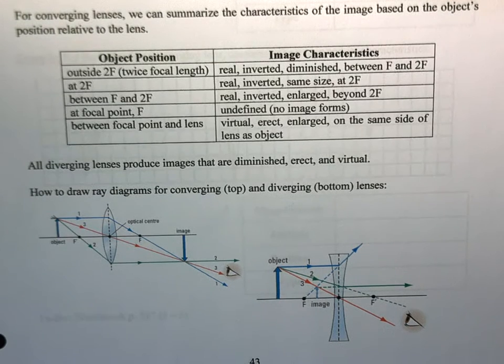Diverging lenses are very similar to convex mirrors, in that convex mirrors always produce diminished, erect, and virtual images. Same thing with a diverging lens. The images will always be diminished, erect, and virtual. So they're not particularly interesting.